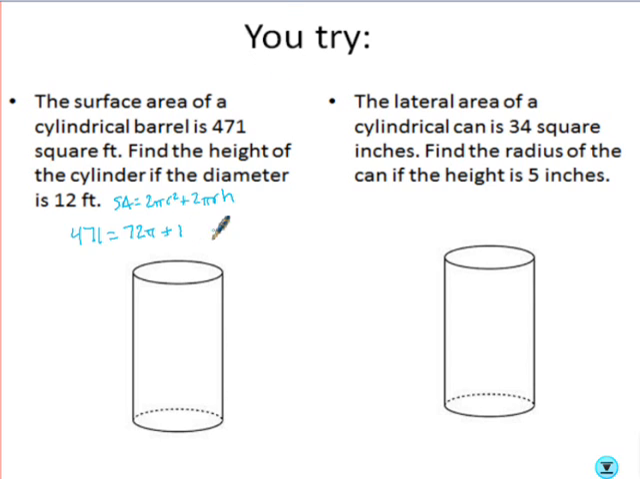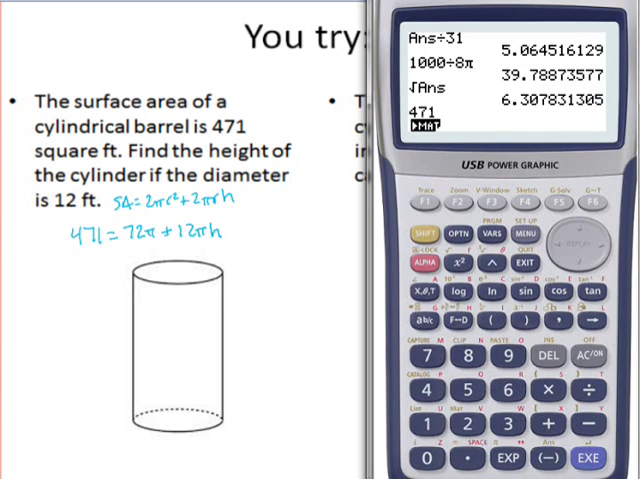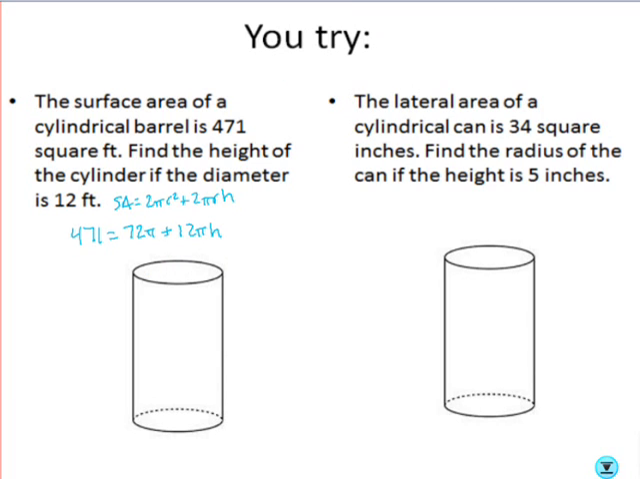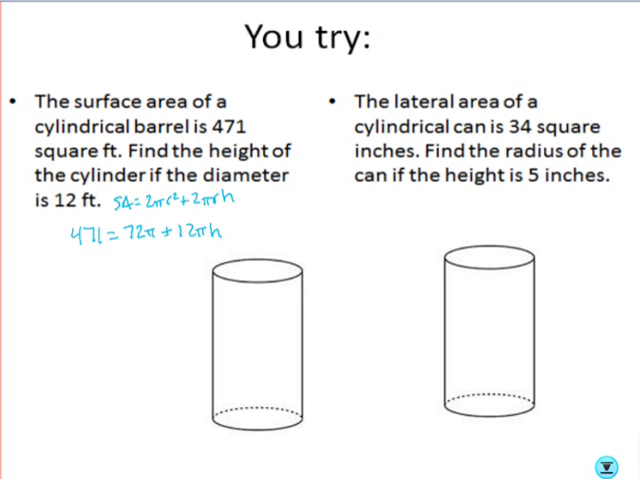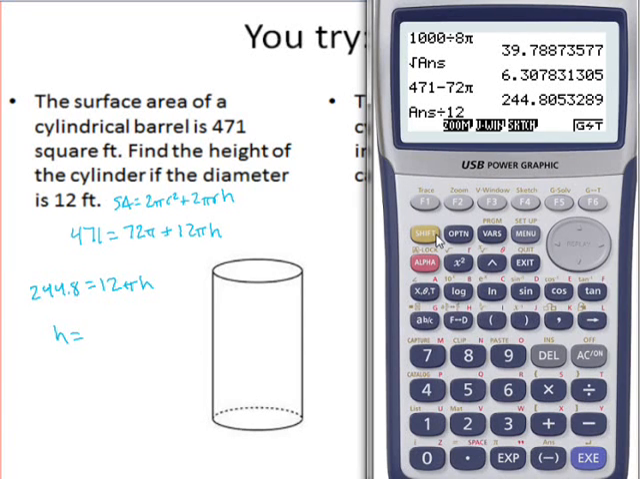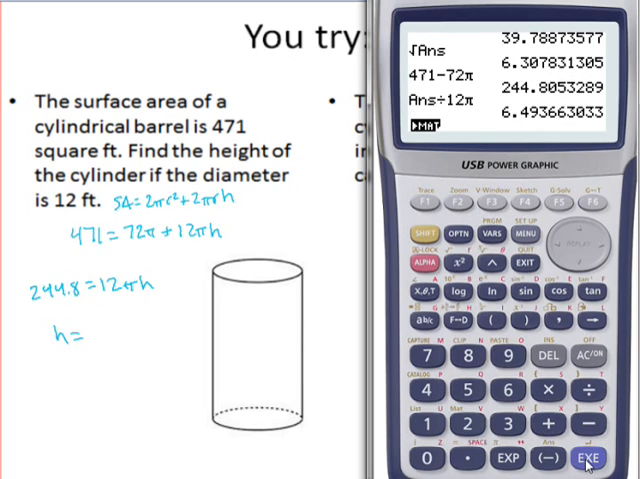Yikes. Okay, so we're going to do 471 minus 72 pi. So 471 minus 72 pi, and that gives us 244.8. Okay, so we have 244.8 equals 12 pi h. Then to get h, we're just going to divide that number. We're going to divide that by 12 pi. And we get 6.5.